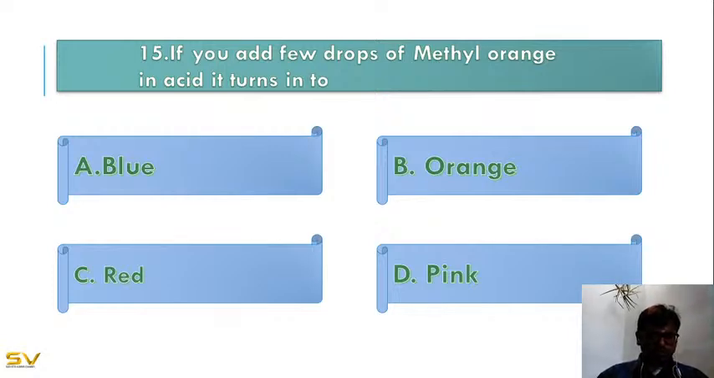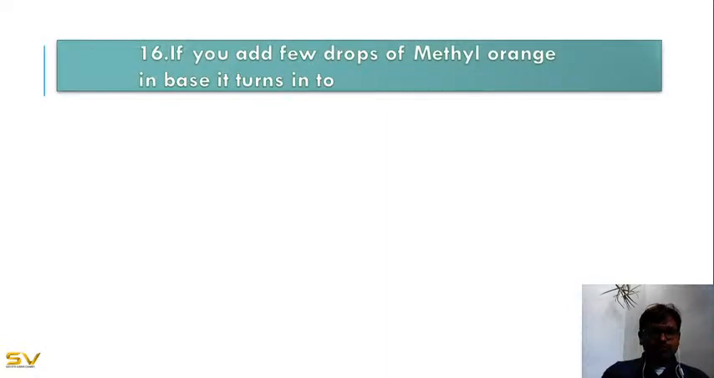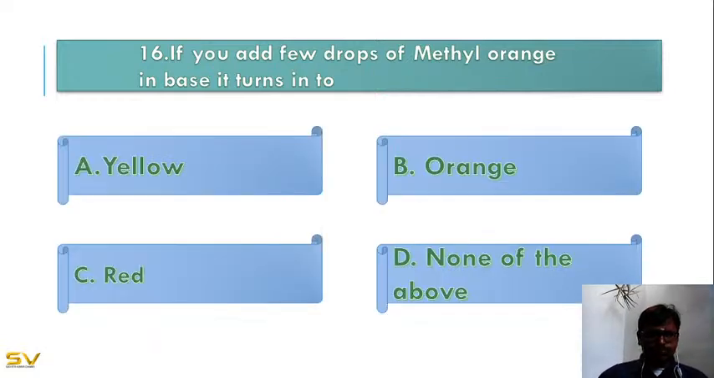So now I'm revealing the answer. Methyl orange in acid is red. So option C is correct. Congratulations to those who answered it. Because methyl orange is a synthetic indicator, if it mixes with acid, we will get red color. Now, if you add a few drops of methyl orange in base, what is the color? Yellow, orange, red, none of the above.